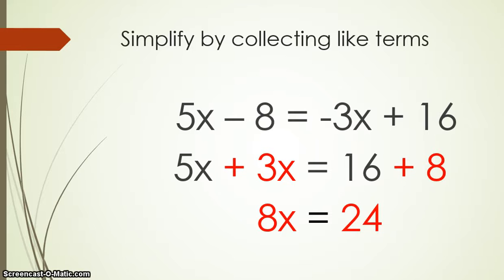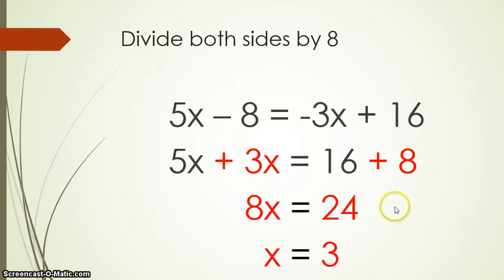Now I collect like terms. So I simply add, what's 5x plus 3x? It's 8x. And what's 16 plus 8? It's 24. Finally, we now divide both sides by 8. So 8x divided by 8 is 1x. 24 divided by 8 is 3. So our first solution to this pair of simultaneous equations is x is equal to 3.